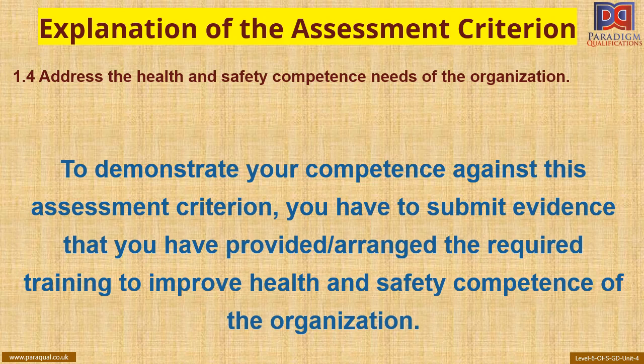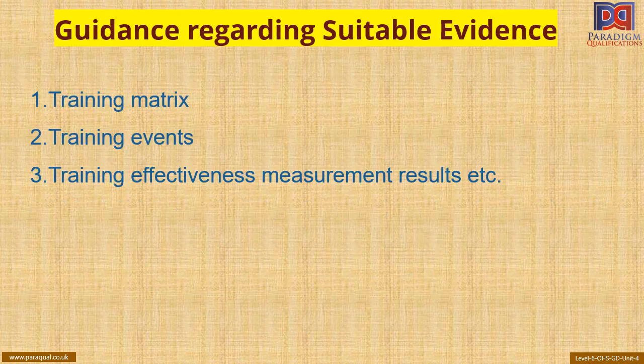1.4 is to address the health and safety competence needs of the organization. You have to submit evidence that you have provided or arranged the required training to improve health and safety competence of the individuals and the organization. To demonstrate your competence, you can submit the training matrix developed as a result of training need assessment, records of any health and safety trainings conducted in your organization, records of any inspections or monitoring to gauge the effectiveness of the training. You can submit any of the above mentioned records.